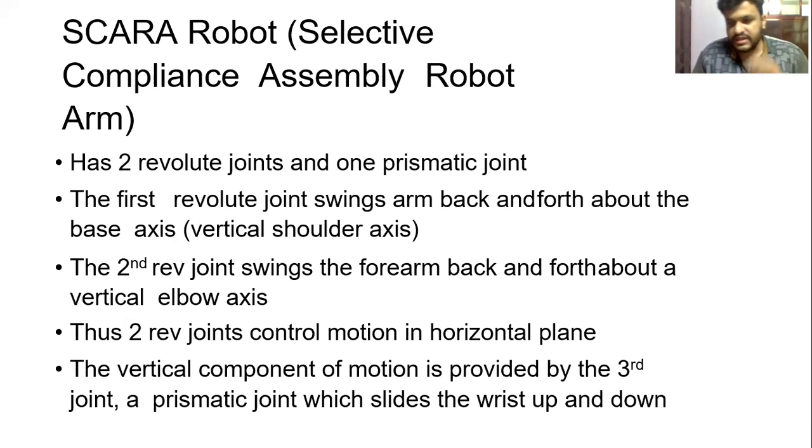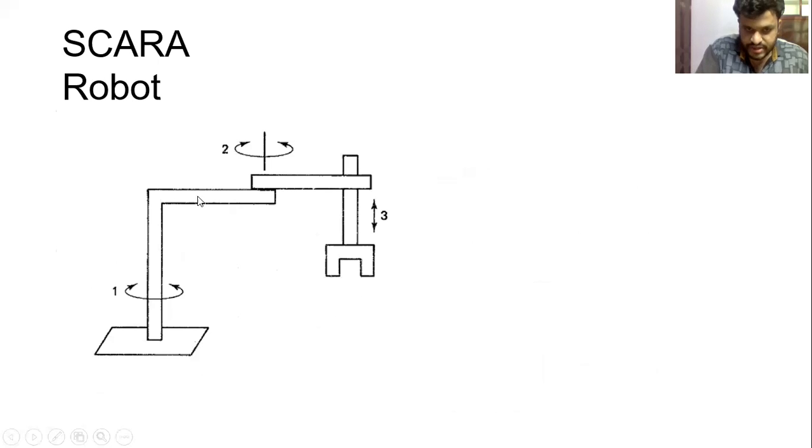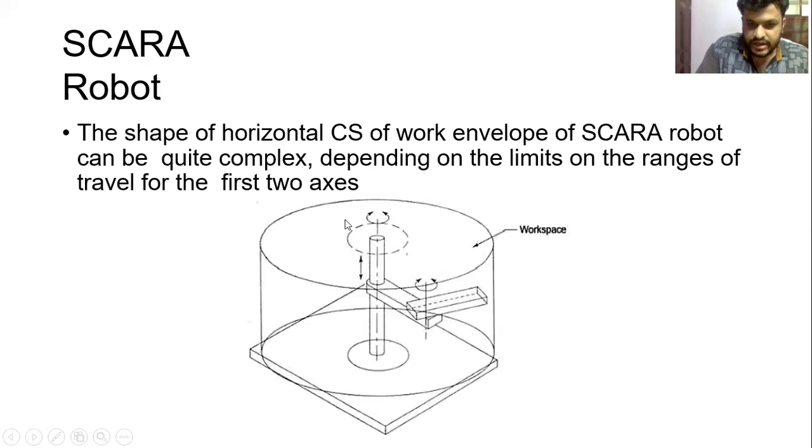Then there is the SCARA robot. It's another type of robot. I'll show you a bigger figure of the SCARA robot. In a SCARA robot, 2 joints are revolute and 1 is prismatic, as shown in this figure. This is the workspace of a SCARA robot.